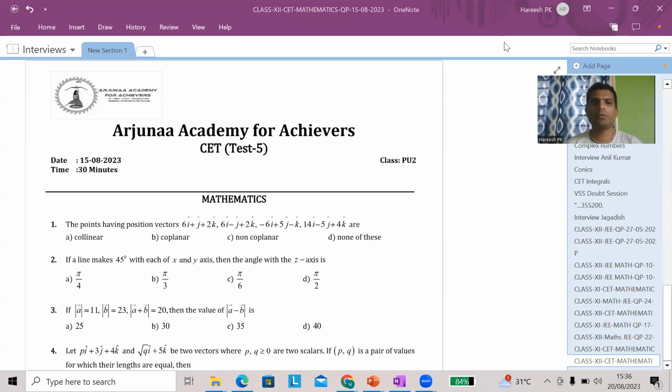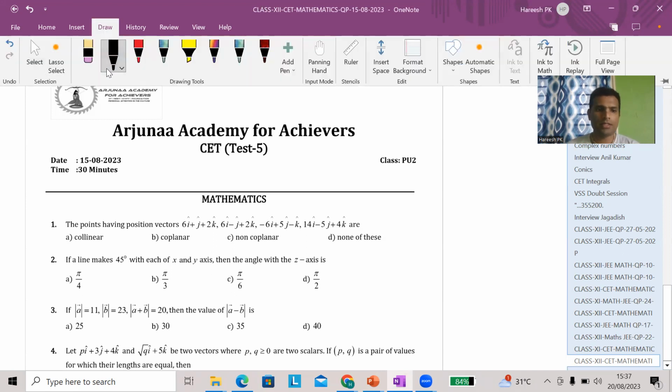Hello, students. So we'll be discussing your CET paper that you wrote just recently. The topics are vectors and application of derivatives, with vectors being a very high weightage topic. So it's an easy, straightforward paper, CET, as expected. Let's get started.